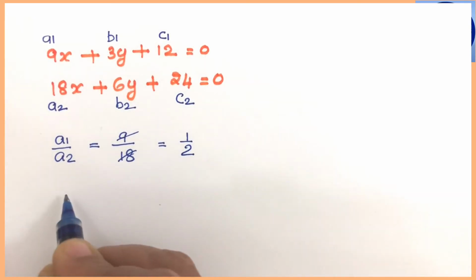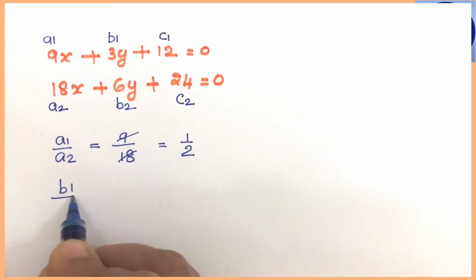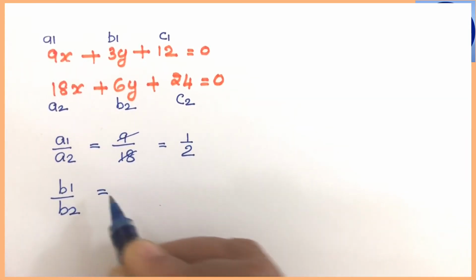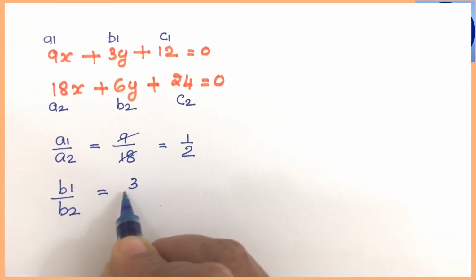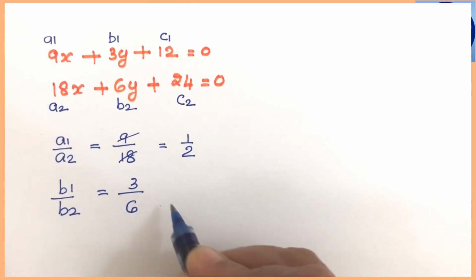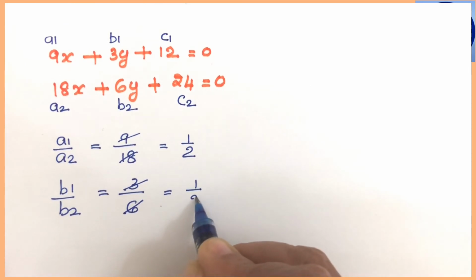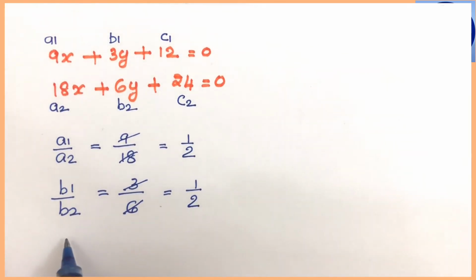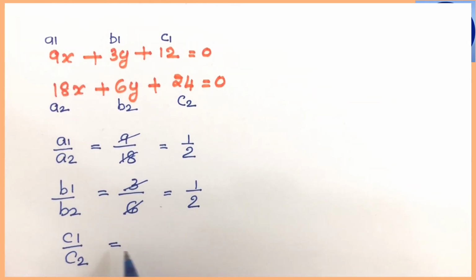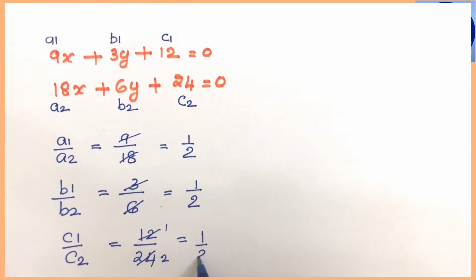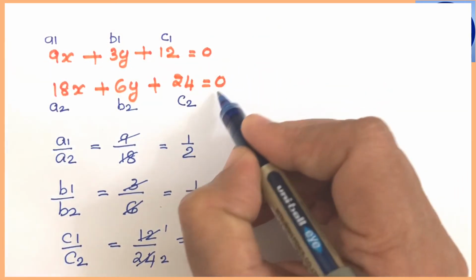Next we can find what is the value of B1 by B2, equals 3 over 6. 3 and 6 we can cancel by 3. So 3 times 1 and 3 times 2, it is 1 over 2. Next, the constant, their ratio, C1 by C2 is equal to 12 over 24. 12 and 24 we can cancel by 12. So we get again the ratio 1 over 2. See, these three ratios are equal.